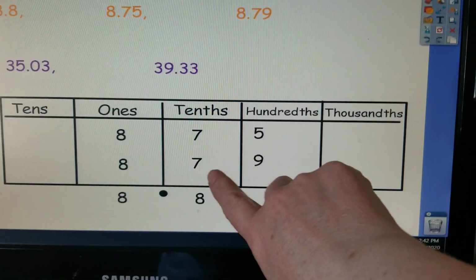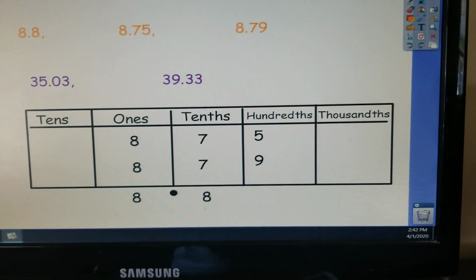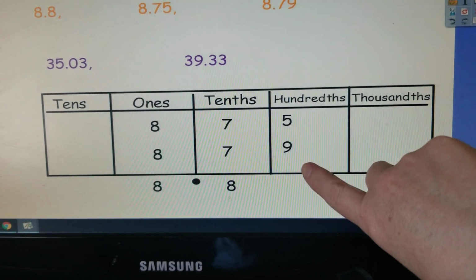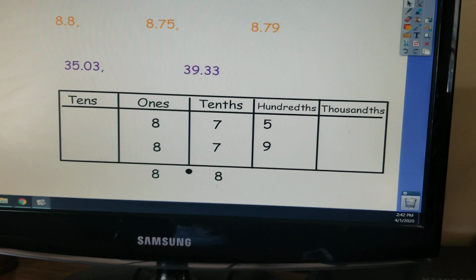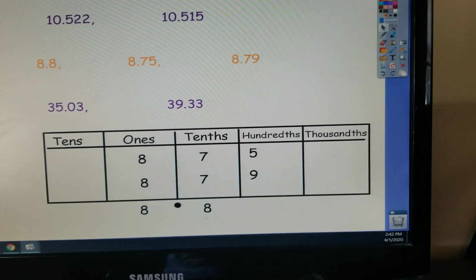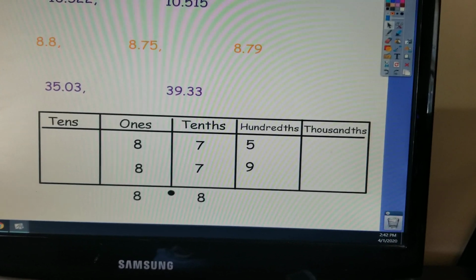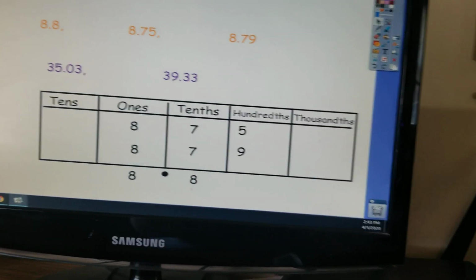So we know 7 and 7 are the same, so we would have to move on to the hundredths place. And we have a 5 and we have a 9. 5 is smaller than 9. So the smallest decimal would be 8 and 75/100.